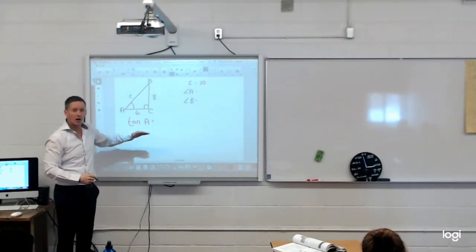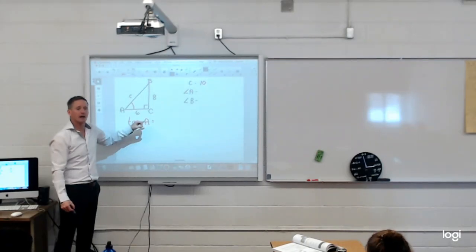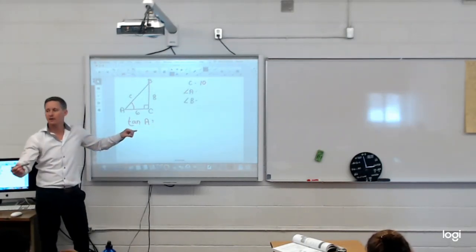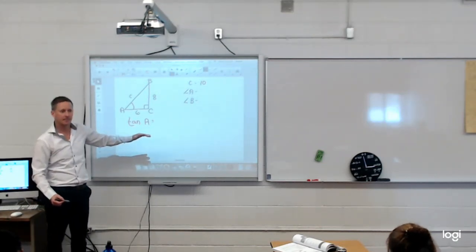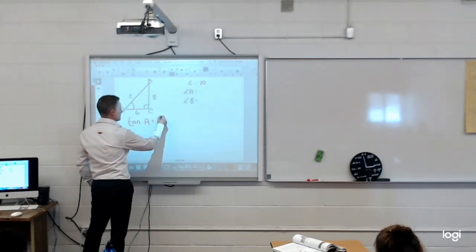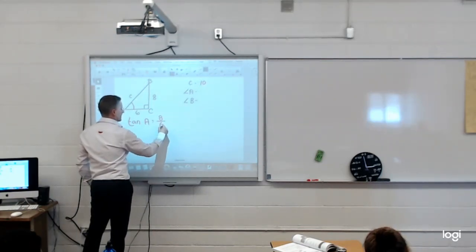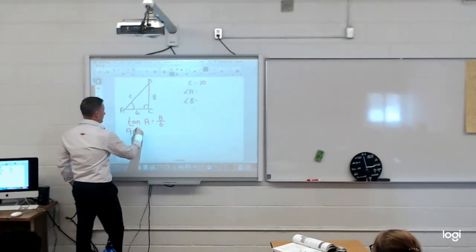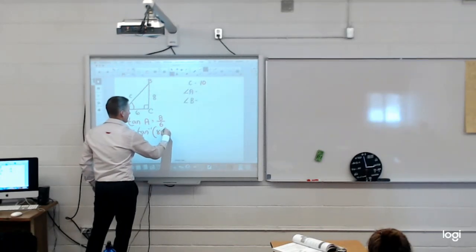Tan A. So I want to write this out. I want to write a trig function and the angle that I am trying to solve for, or the one I'm working with. So I write out tan A. Now what's the side across from it? What's the opposite? 8. And then the adjacent side? 6. So now I'm going to solve it by going tan negative 1, 8 divided by 6.